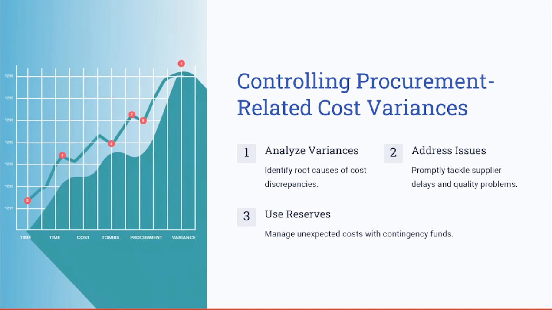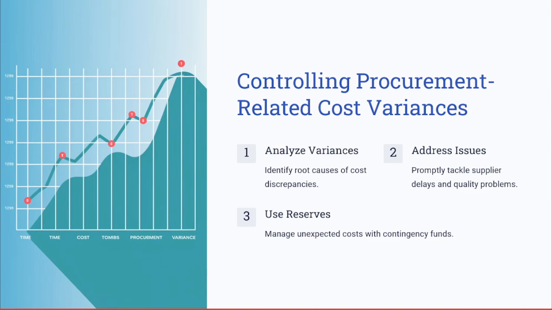How to control procurement-related cost variances. Controlling procurement-related cost variances begins with identifying their causes, or the root causes. So you need to analyze the cost variances and identify the root causes of these variances.